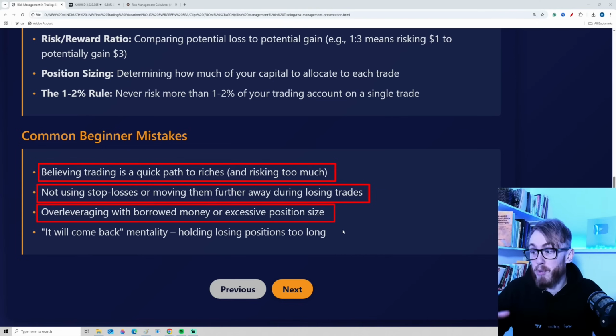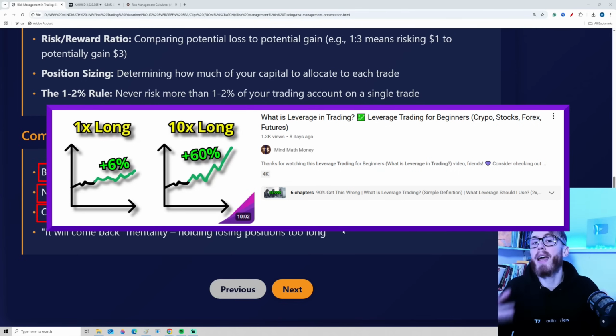And when it comes to leverage, we don't really have time to dive deep in this video, but I actually do have a full video where I go over everything you need to know about leverage, and I highly recommend you check that video out after this video.